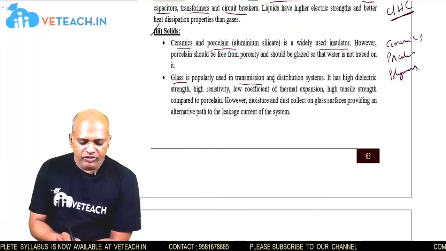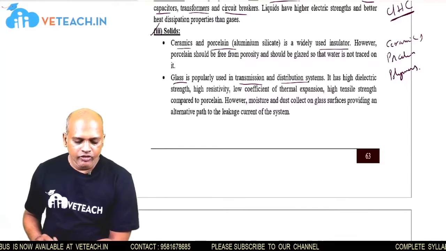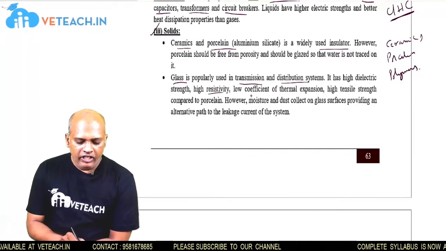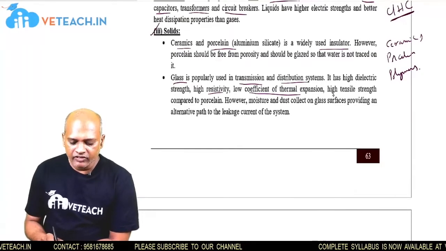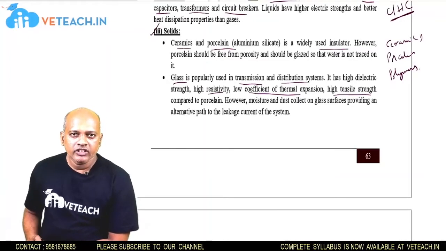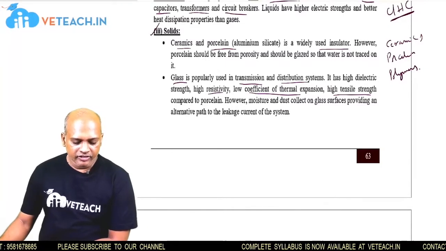They are used in transmission and distribution systems for the passage of electricity due to their high electric strength values, high resistivity, low coefficient of thermal expansion, and high tensile strength values for mechanical strength. So these are the main properties of solid and glass electrical insulating materials.